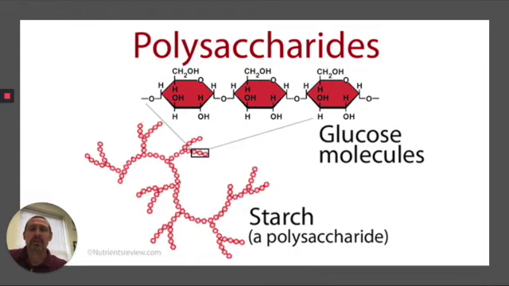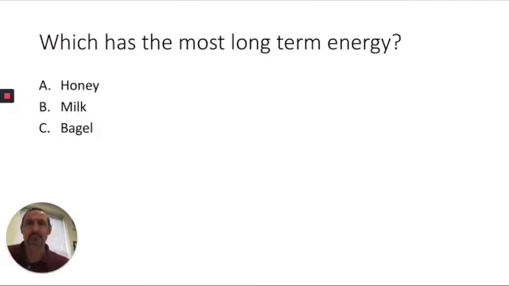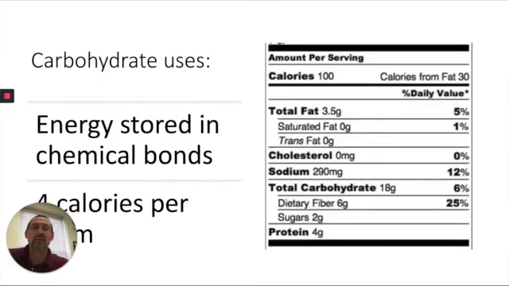So here's an example of a polysaccharide. Notice it's a polymer. Polysaccharide, many sugars, these sugar units, glucose molecules. And those glucose molecules are storing energy in the chemical bonds. So polysaccharides are going to have way more energy because they have way more chemical bonds than a single glucose unit would have. We use carbohydrates primarily for energy, and there's energy stored in chemical bonds. It's 4 calories per gram.